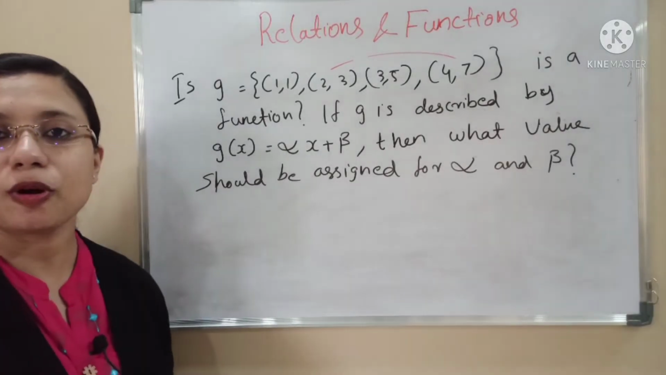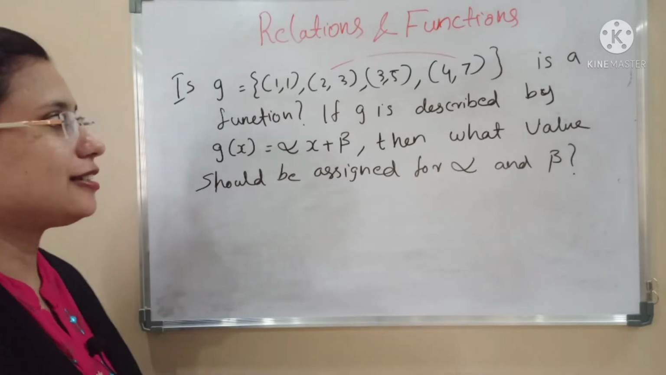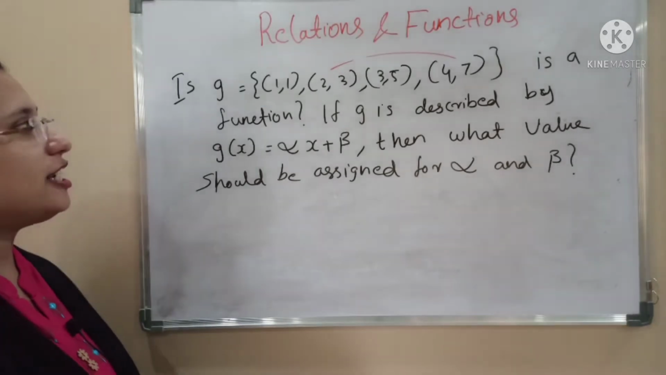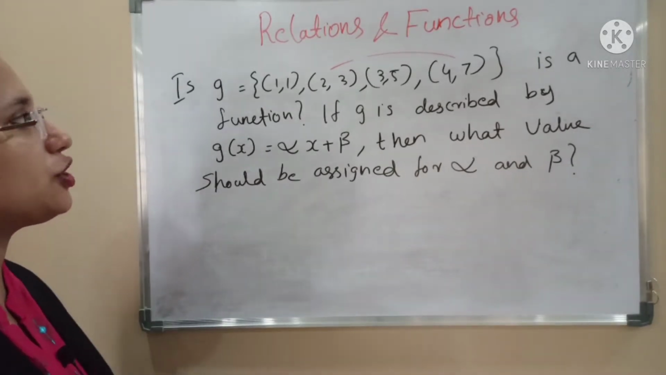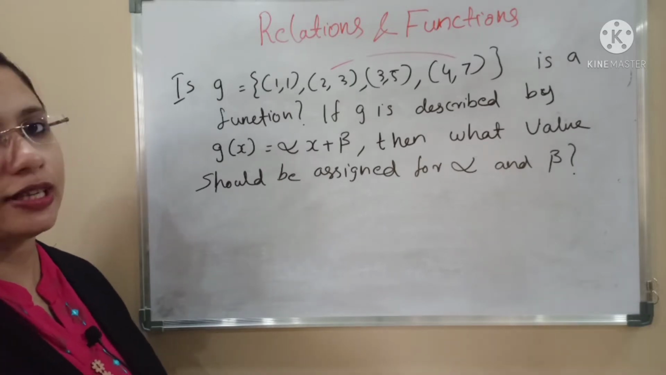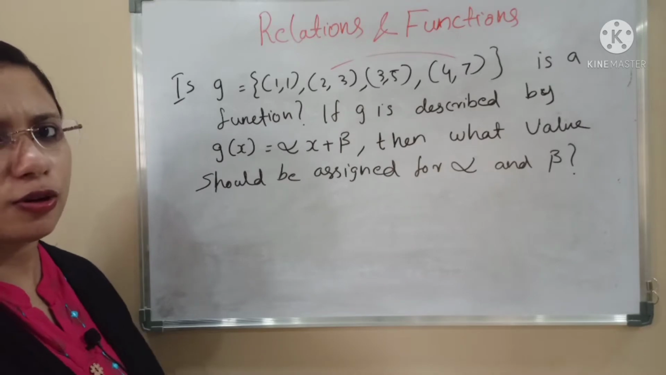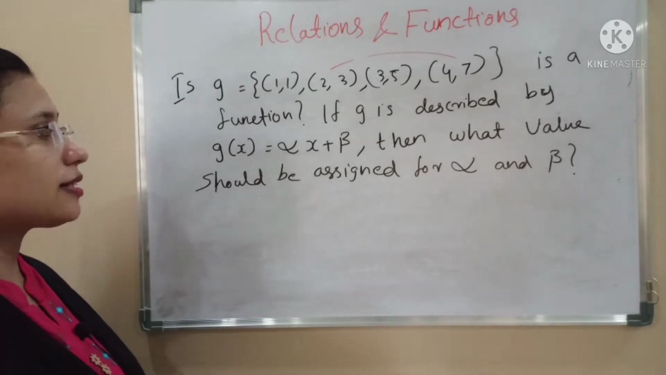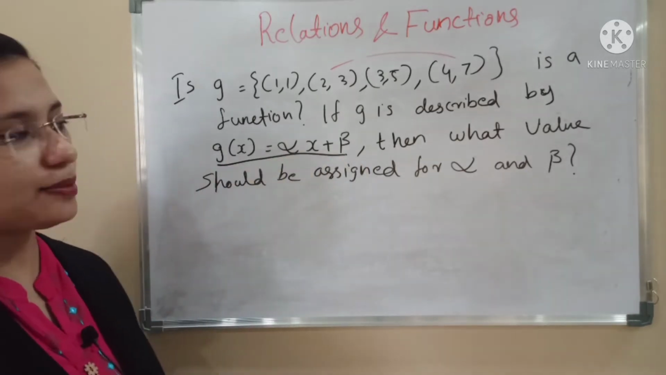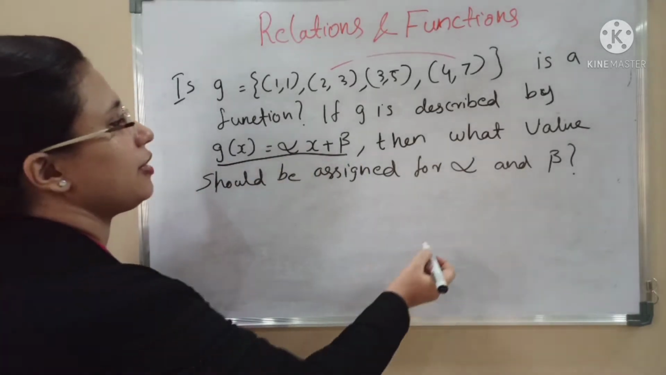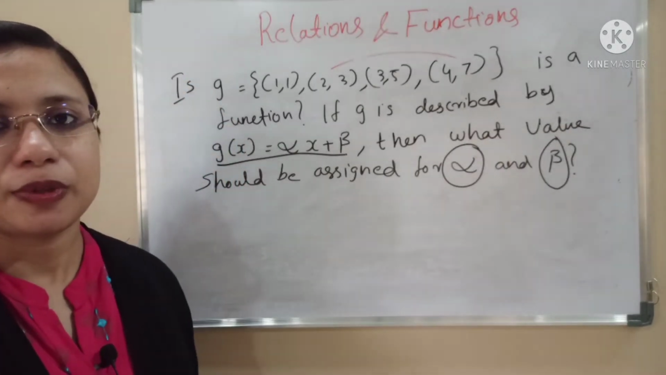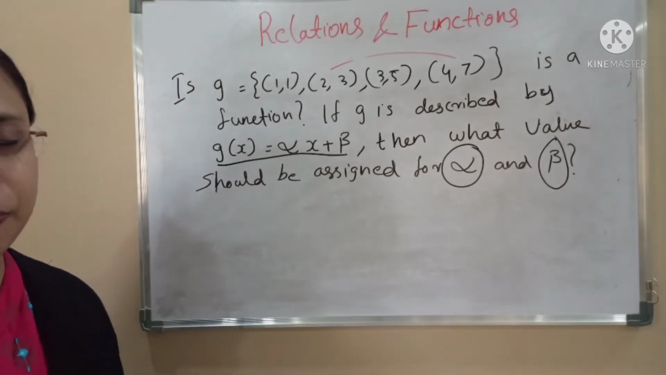So we'll continue with the problems. Okay, so the next question is: G is a function which is a set {(1,1), (2,3), (3,5), (4,7)}. Is it a function or not? If G is described by G of x equals alpha x plus beta, then what values should be assigned for alpha and beta? That is our question.